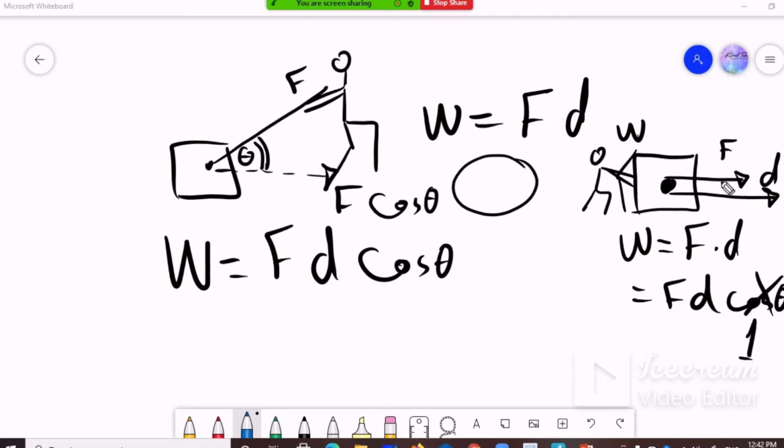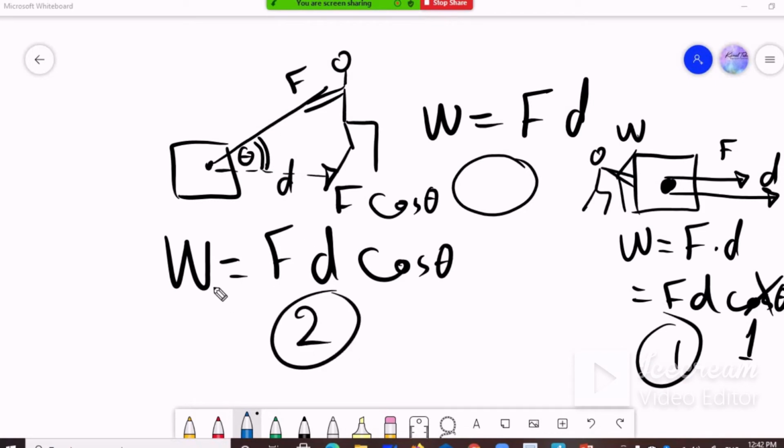Because in this case, when F is parallel with D, we don't write cosine theta. But when we have an angle between force and displacement, we will write cosine theta, because we have theta here. Now the first case, when they are parallel, W equals FD. Second case, when we have an angle, W equals FD cosine theta.